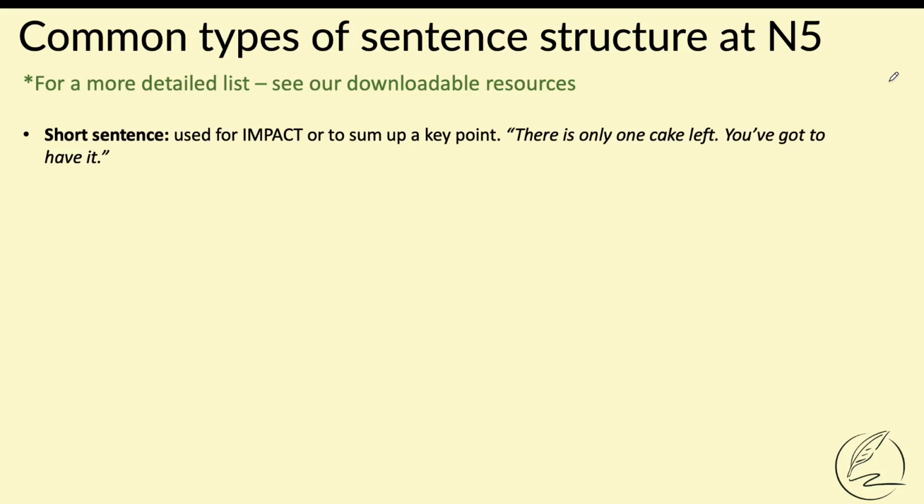First of all, perhaps the one that students like to comment on the most are short sentences. Short sentences are used for impact, and they often sum up a key point that the writer is trying to make. I've got a little example here, just something silly. There is only one cake left. You've got to have it. So this "you've got to have it" summarizes their key point that there are only a very few cakes left, and you've got to do it.